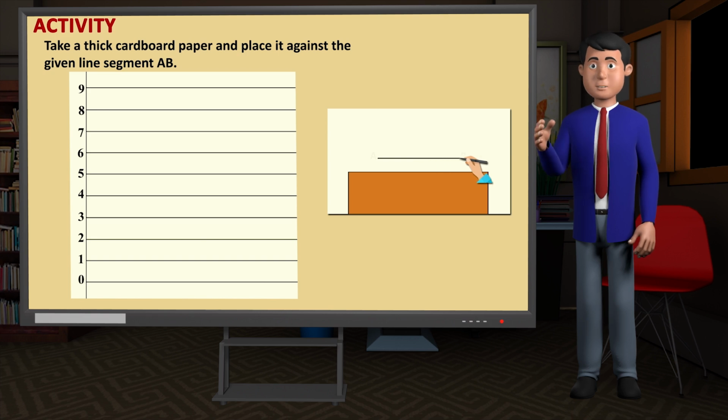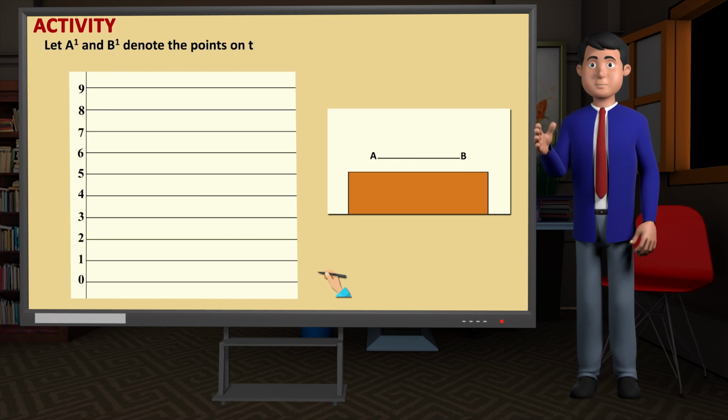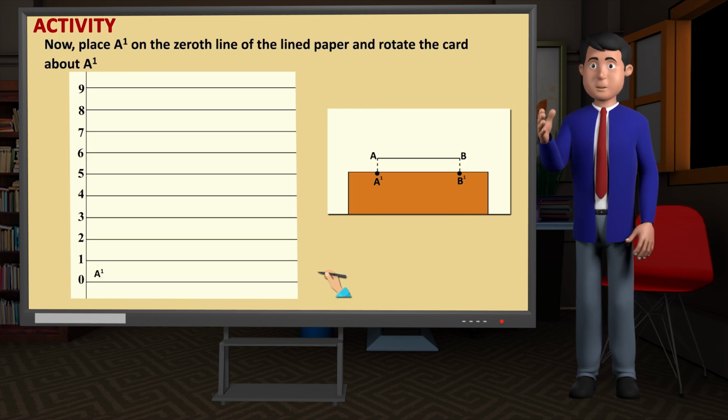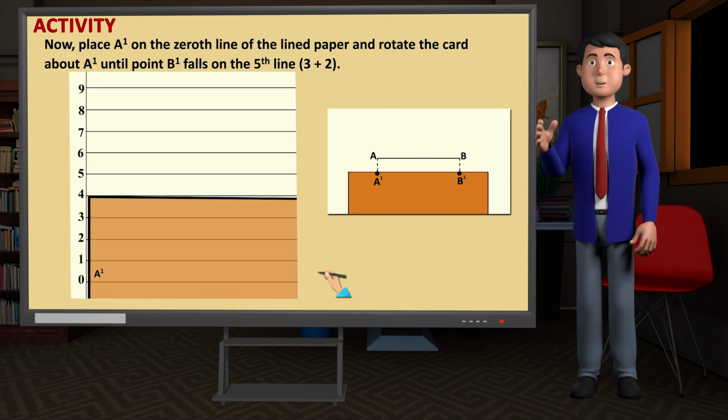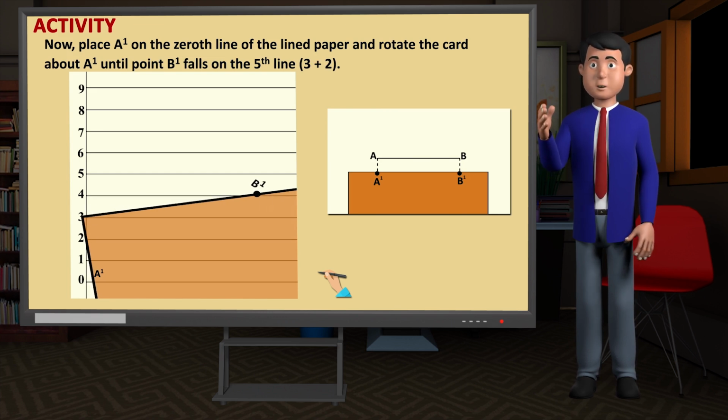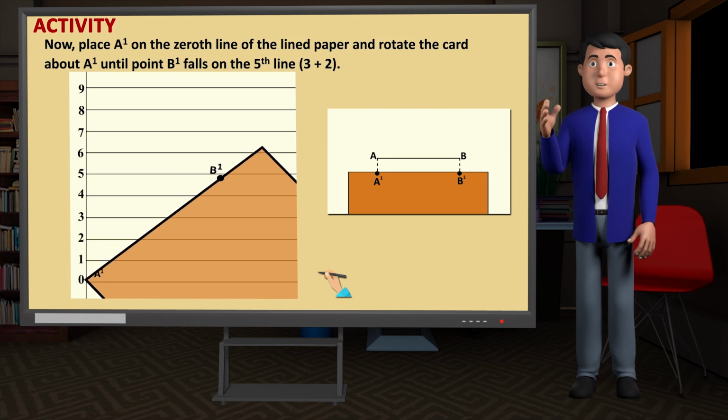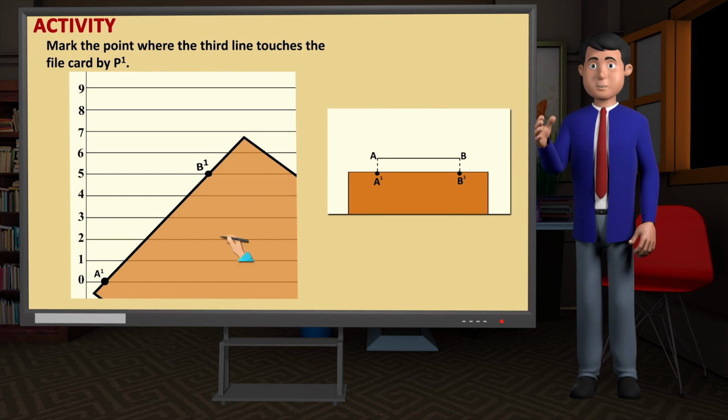AB and transfer its length to the card. Let A' and B' denote the points on the file card corresponding to A and B. Now place A' on the 0th line of the line paper and rotate the card about A' until point B' falls on the 5th line, that is 3 plus 2. Mark the point where the third line touches the file card by P'.